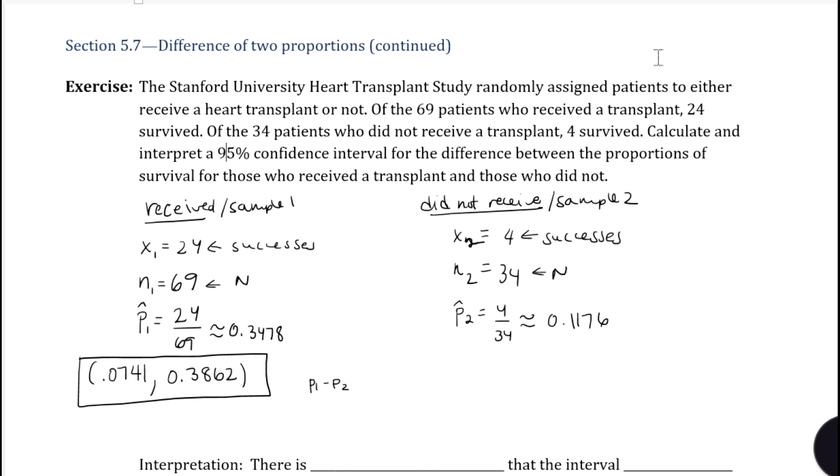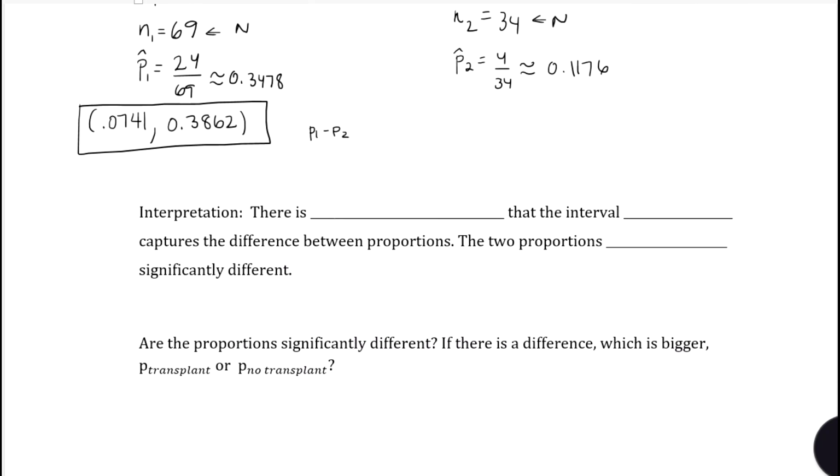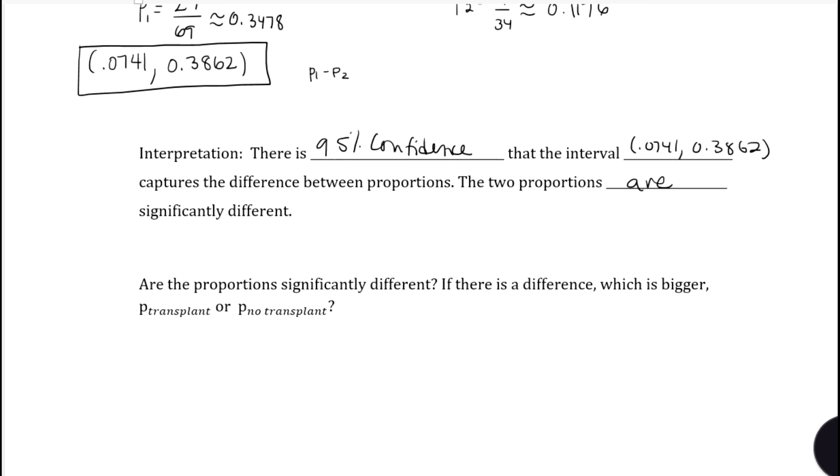So I took these prompts from the examples above in your lecture notes, and it says there is a 95% confidence that the interval that we have here, 0.0741 to 0.3862, captures the difference between the proportions. The two proportions are significantly different. Okay, so how did I know that they were significantly different?